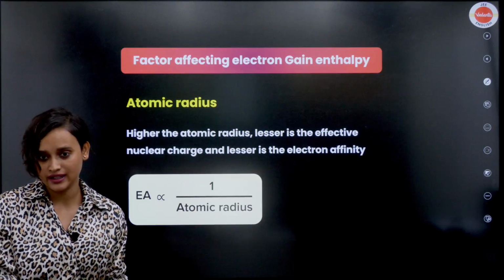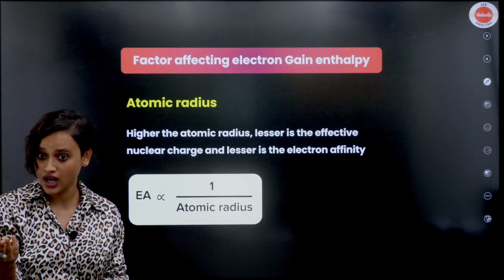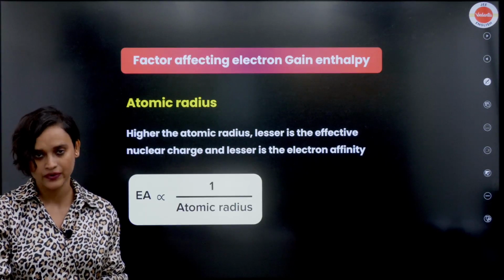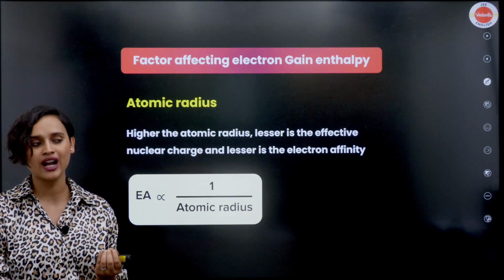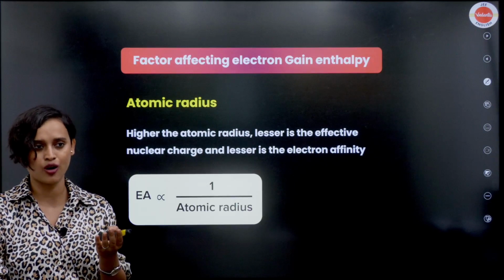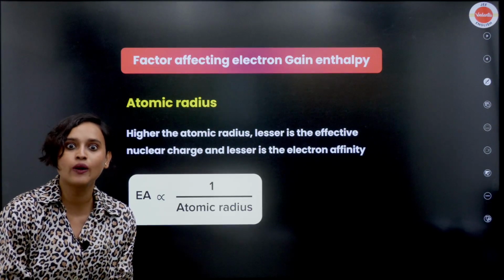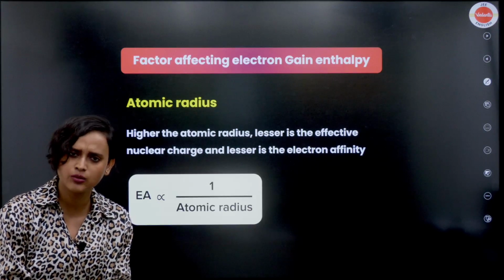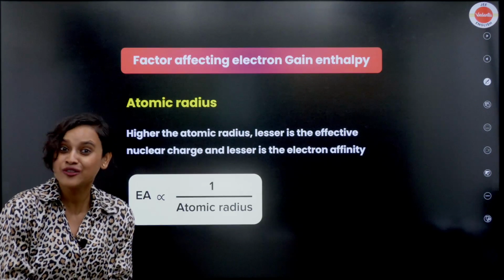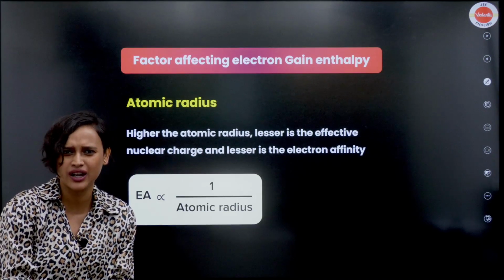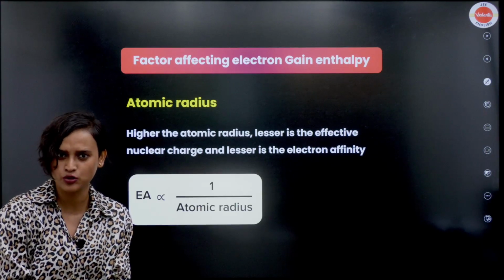Now we come to atomic radius. Higher the atomic radius, lesser is the effective nuclear charge and lesser is the electron affinity. As the effective nuclear charge reduces, the atom does not want an electron. The atom is like, hey, I'm already having a problem taking care of what I have. Understand this. If in a class I have 25,000 students, do you think I'll be able to take care of each of them? Not possible. But if I have 40, I don't mind. I'll be like, you can send another kid, I'm already attending to 40 students, I can have 41, no problem.